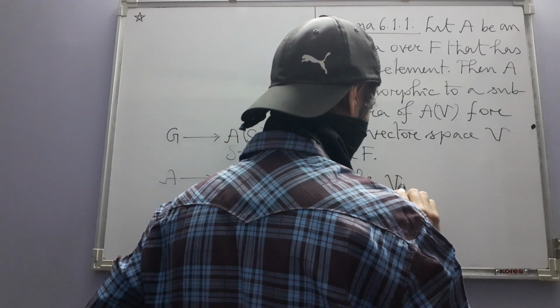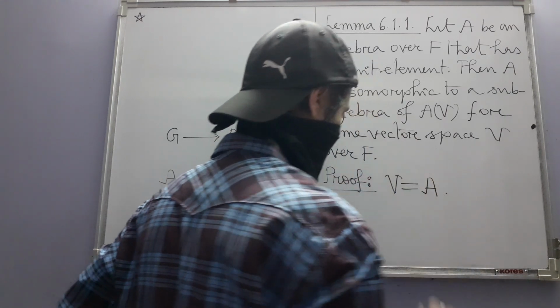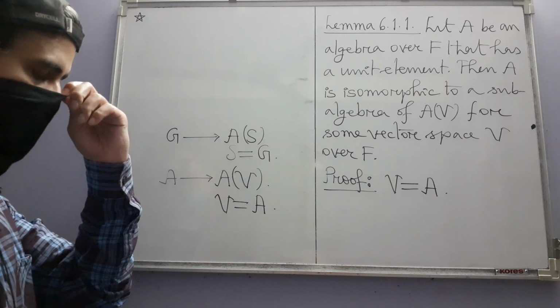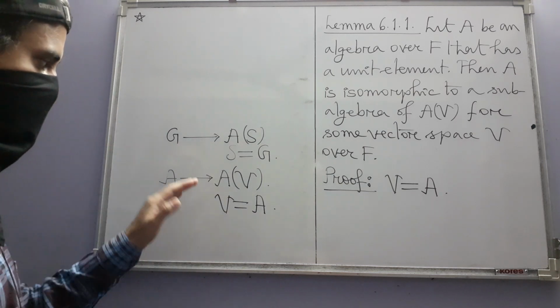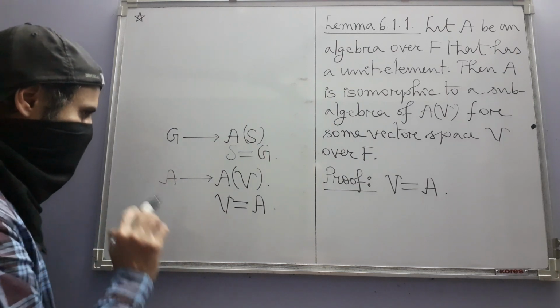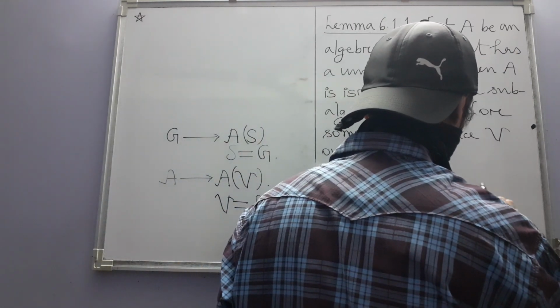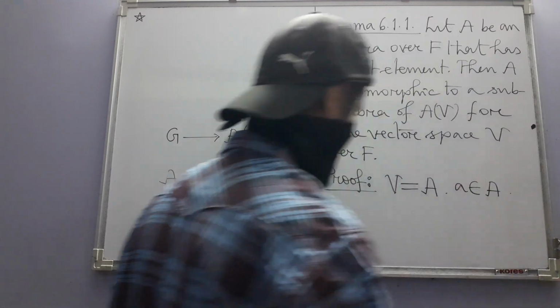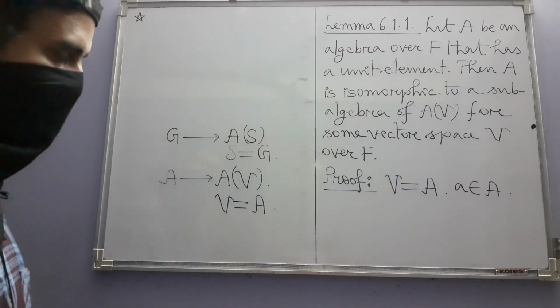So our V is A. This we have decided. So now next we have to set up the map. So I choose one input, A from A. What should be my output?